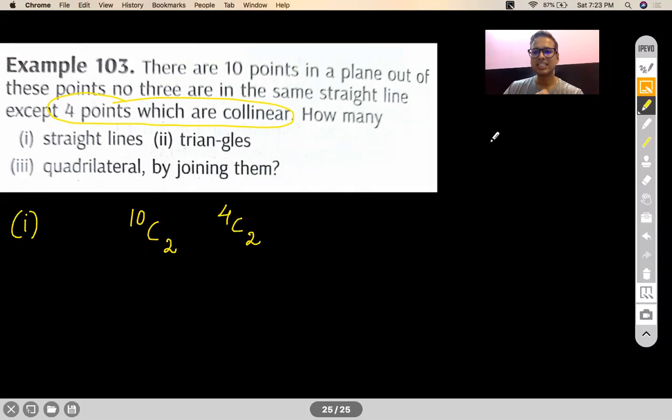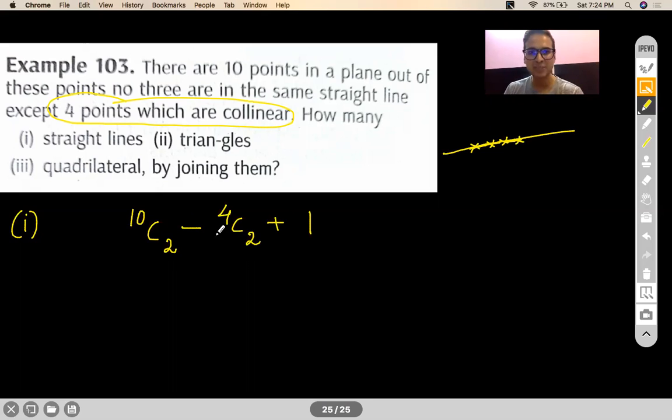because these 4 are in the same line. So if I take any 2 of them, this or this or this, they're all considered to be a part of the same line. Line is an infinitely extending geometrical figure. Correct. So in this 10C2, 4C2 are those cases which will not contribute to 6 lines. They will only contribute to 1 line. So you subtract this and add a 1.